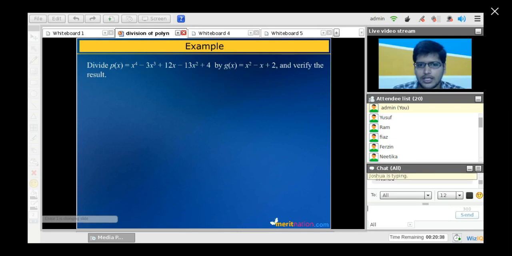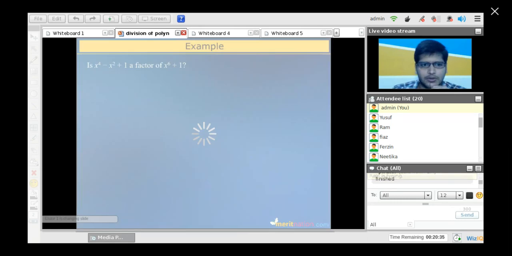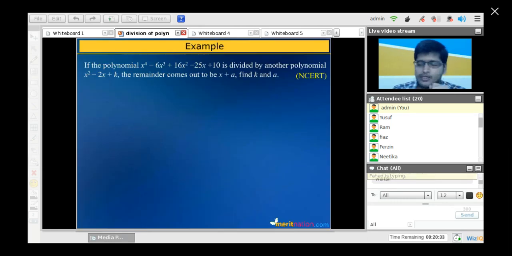Okay. Again, let me give you not this question. This is your homework. One more homework. Every one of you solve it. If the polynomial x power 4 minus 6x cube plus 16x square minus 25x plus 10 is divided by another polynomial, here the polynomial is given, that is a quadratic polynomial, the remainder comes out to be x plus a. Find k and a. Can any of you give me an idea before noting it down? Can any of you give me an idea how to solve this question?